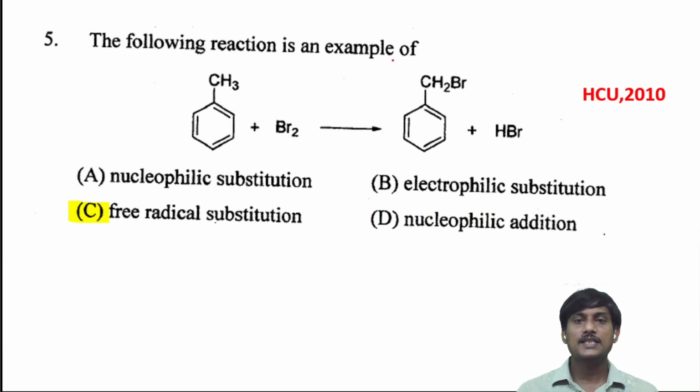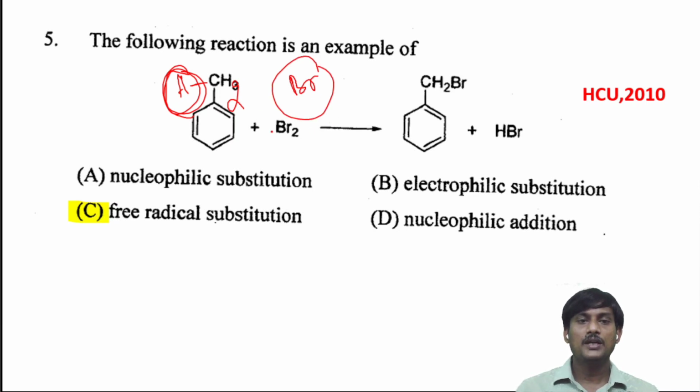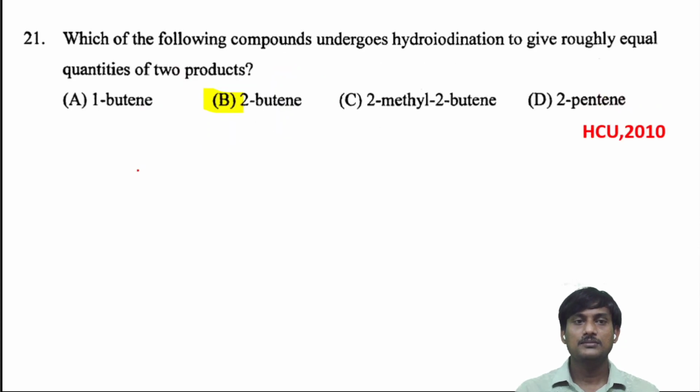The following reaction is an example of... here, in place of hydrogen, we have CH2. There is a substitution of bromine. Okay, this reaction takes place via free radical substitution. So here there is a substitution of hydrogen by bromine. It's a free radical substitution reaction.